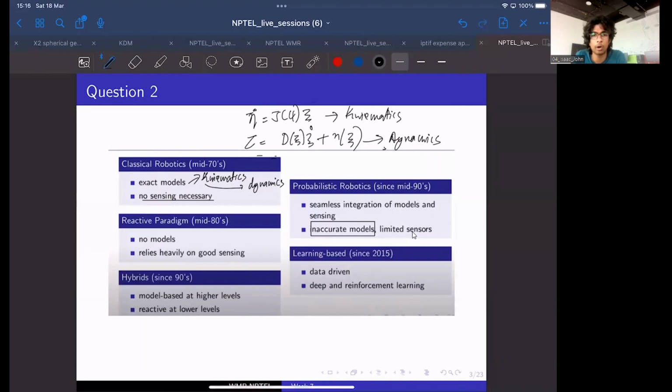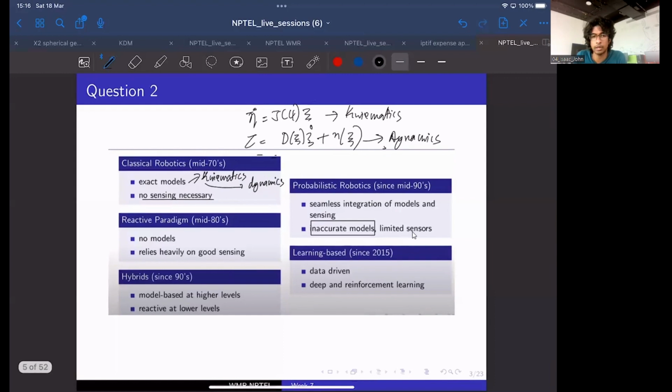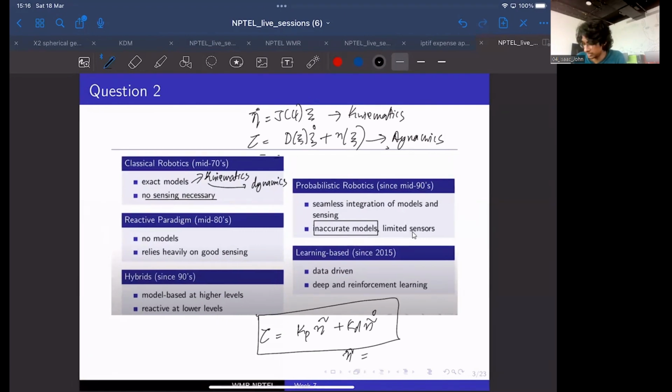Right? These are purely model-based controls. But in the case of a control that does not have any model, it will look something like this. Tau would be Kp eta tilde plus Kd eta tilde dot. It does not have any components from the model. It only has the difference between actual and desired, where eta tilde is desired trajectory minus actual trajectory.